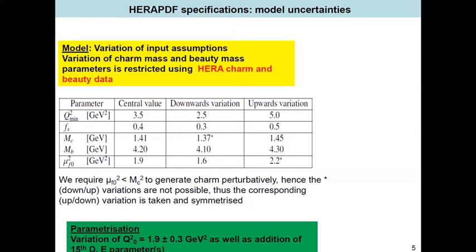Unfortunately, since we're going to generate all our charm perturbatively, we have to require that the starting scale for evolution for our fit is less than the charm mass, and hence you can't make some of the downward and upward variations of charm mass and the starting scale at the same time as each other. So we make the ones you can make and symmetrize in the other direction. And then finally, we also vary that starting scale for the evolution from 1.9 down to 1.6 and up to 2.2, as well as looking at these additional parameters in the fit.